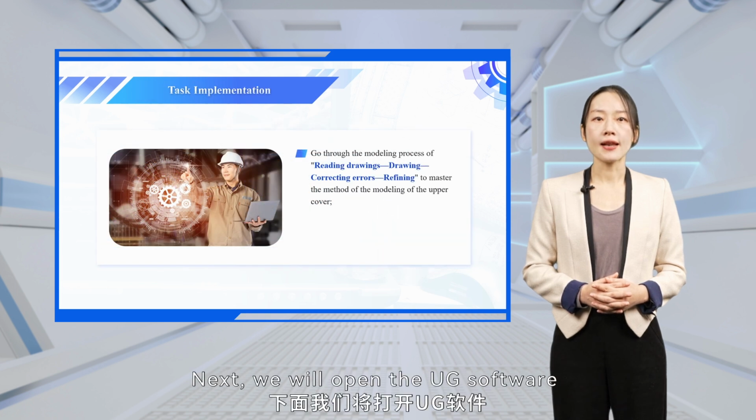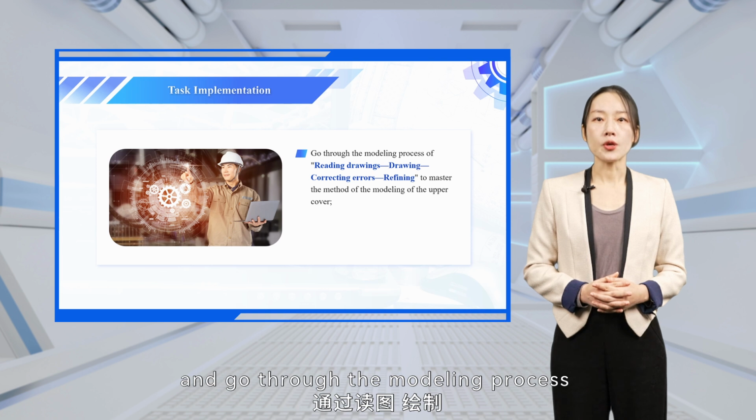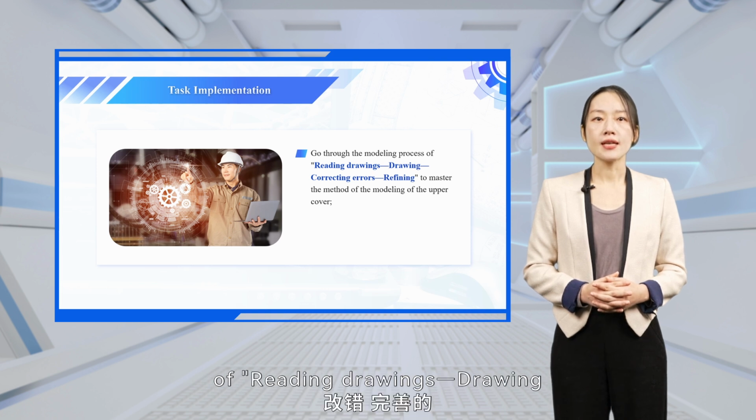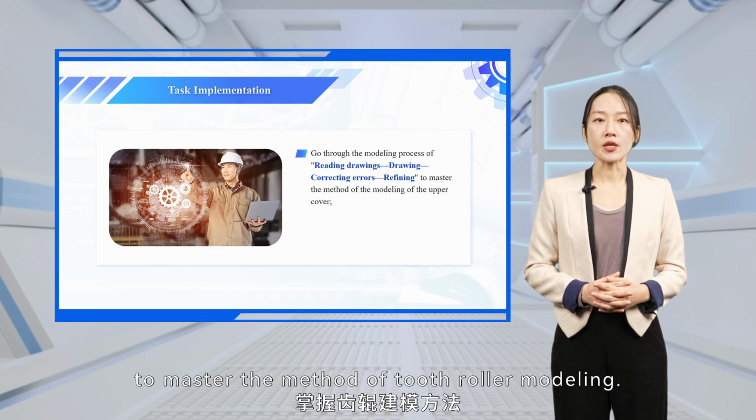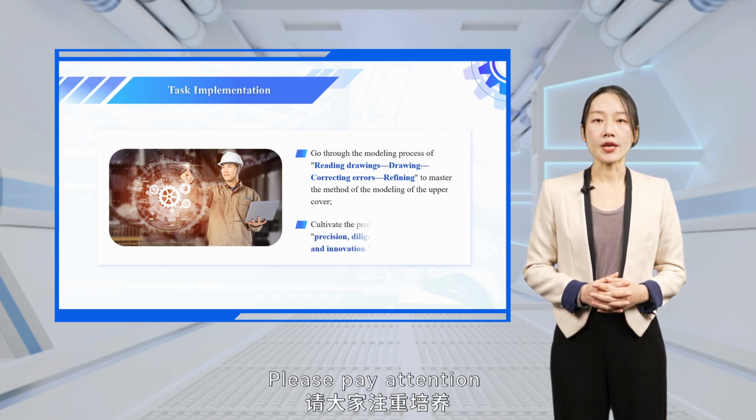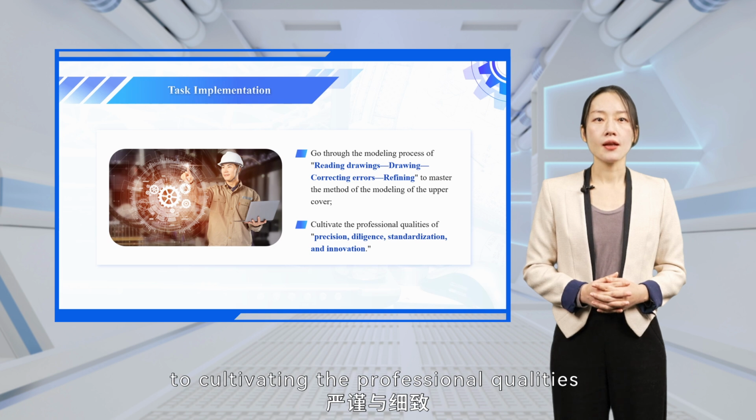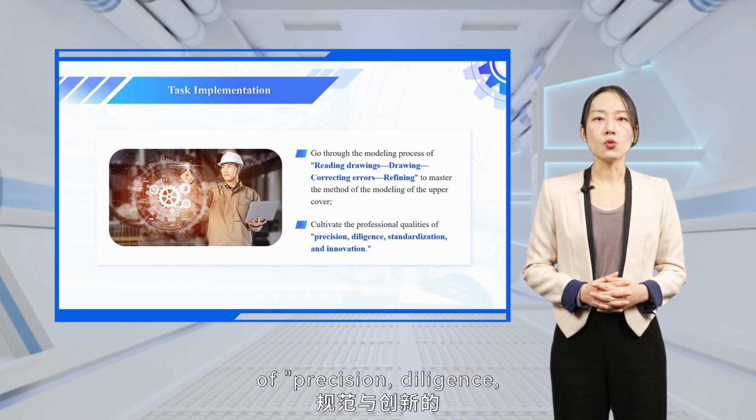Next, we will open the UG software and go through the modeling process of reading drawings, drawing, correcting errors, refining, to master the method of tooth roller modeling. Please pay attention to cultivating the professional qualities of precision, diligence, standardization, and innovation.